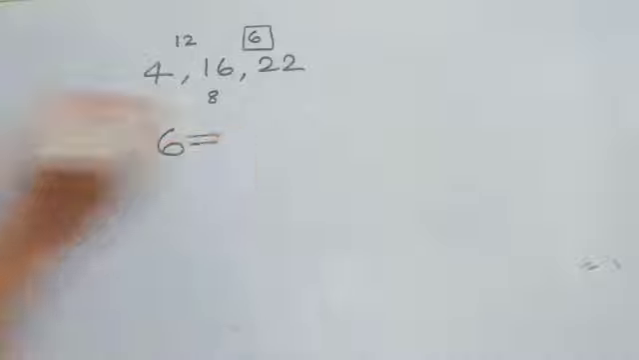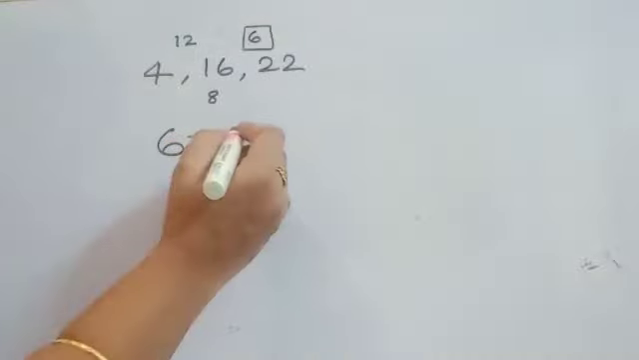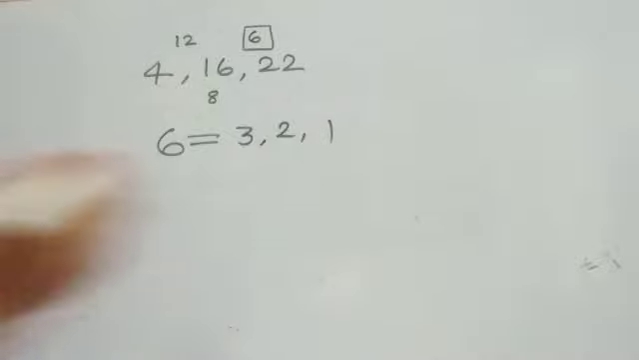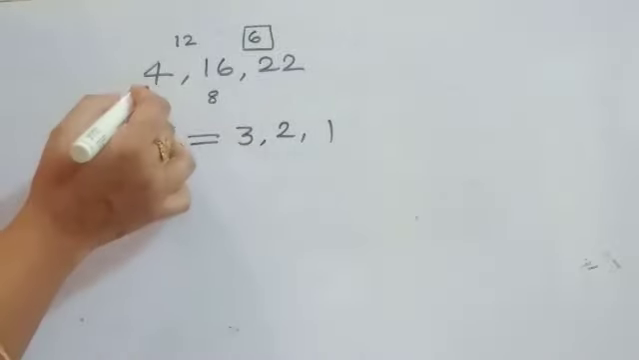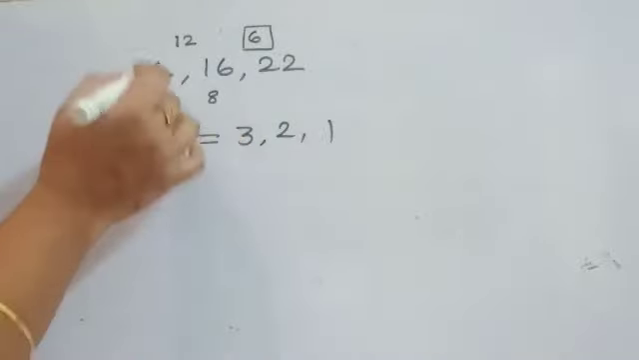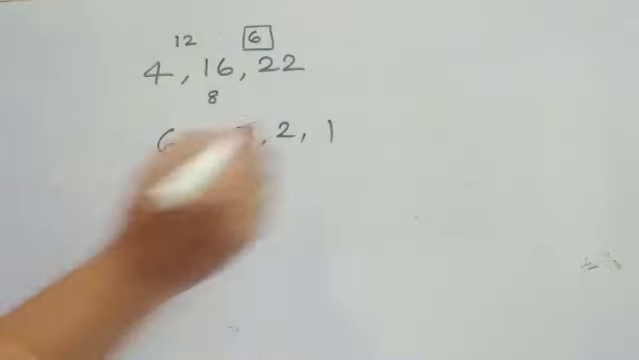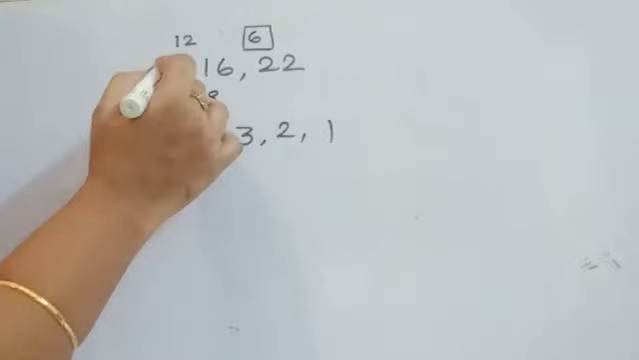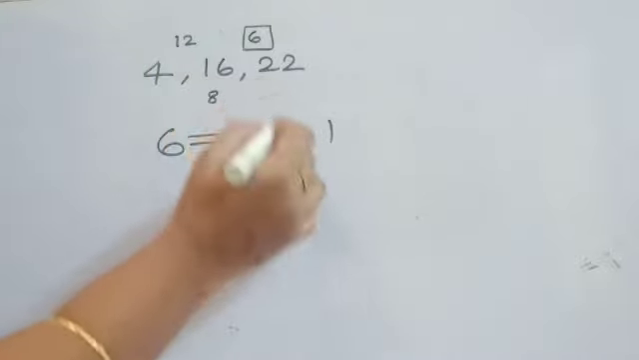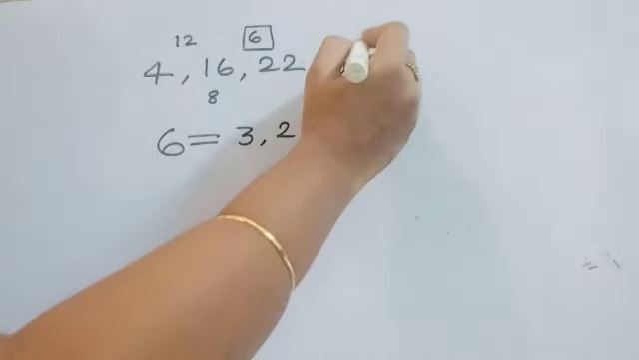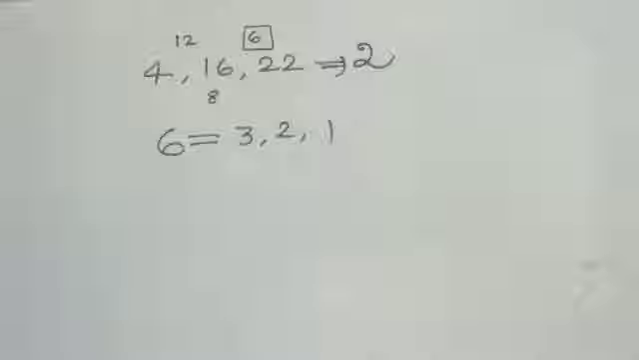So we need to write the factors of this 6. It is 3, 2, 1. So now just check whether this 3 is a divisor of 4, 16 and 22. No, 3 is not a divisor of 4, 16 and 22. The next factor which we have here is 2. 2 is a divisor of 4, 2 is a divisor of 16 and 2 is a divisor of 22. So the highest common factor is 2.